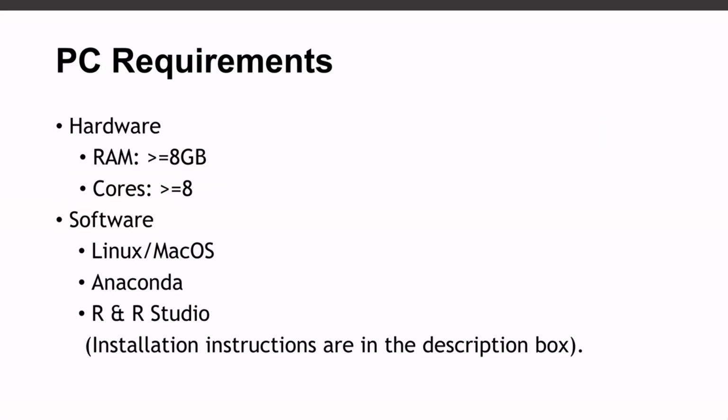Before you reproduce this tutorial, you need to make sure your PC satisfies these requirements. You need to have at least 8 GB of RAM. And you should also have at least 8 cores on your PC. For the software, you need to have Linux or Mac OS because the software that we are going to use, especially those for processing the raw reads, work only in Unix-like operating systems. So Linux or Mac OS will be fine.